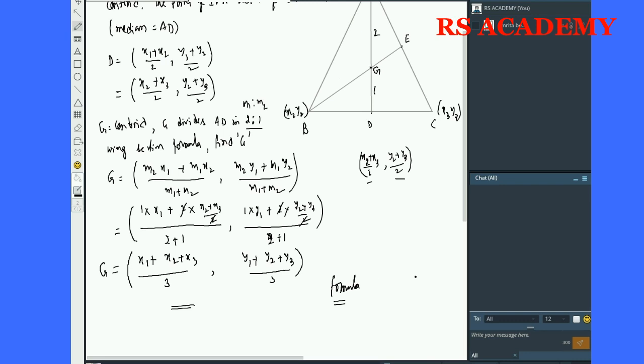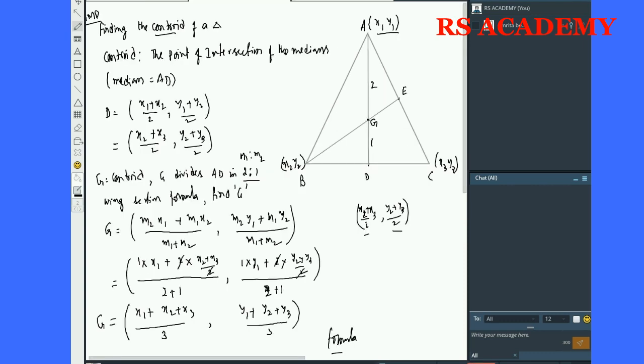It is one of the very, very important questions. You may get it for 2 marks, you may get it for 3 marks. Sometimes it will be asked to derive the formula. So get ready to do it.